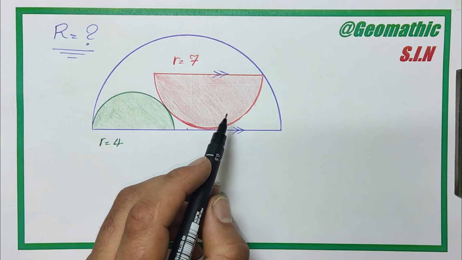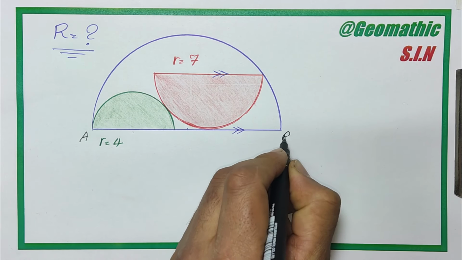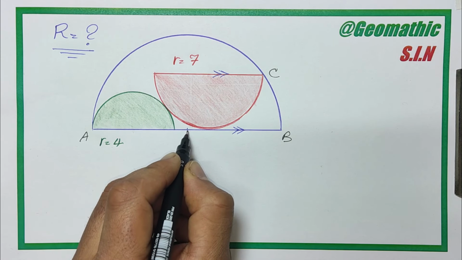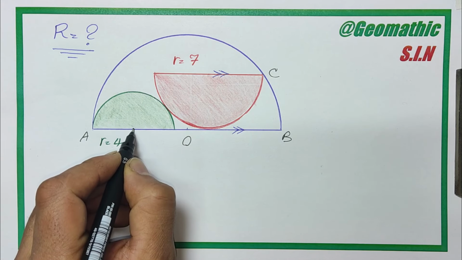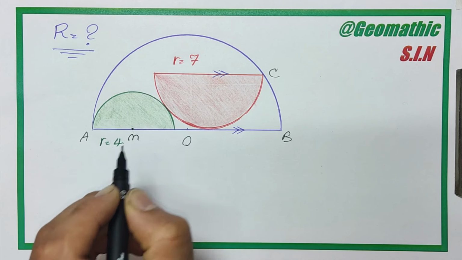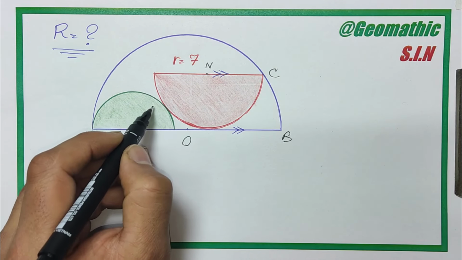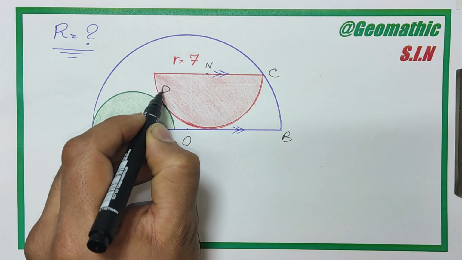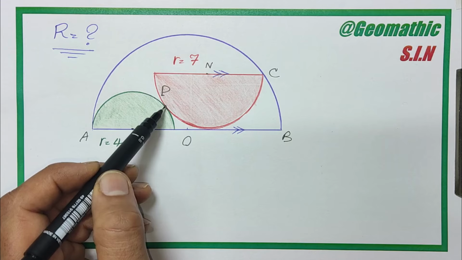First of all, I want to label these points A, B, C, the center of the big semicircle as O, the center of this one M, and for this one N. And of course the point where the two semicircles touch each other, P. Okay, the two semicircles touch each other at the point P.